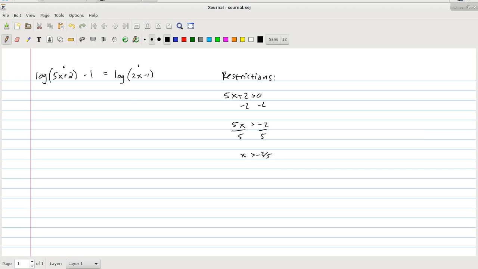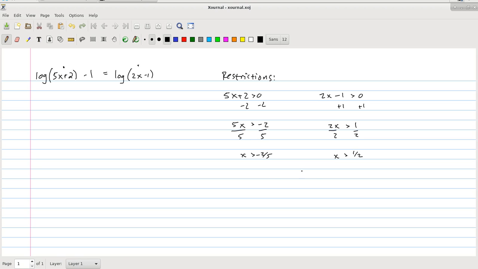Let's check the second log. We need to make sure the inside of this is also not negative. So we need 2x minus 1 to be greater than 0. Just like before, we're going to solve for x. So we add 1 to both sides of the equation, giving us 2x is greater than 1. Then we divide both sides by 2. This tells us x must be greater than 1/2.